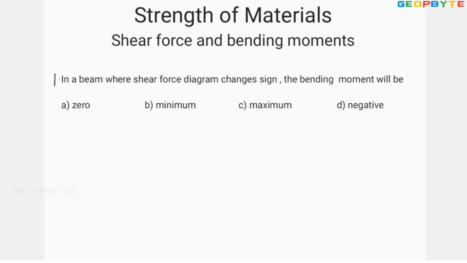Look at the very first problem. In a beam where the shear force diagram changes sign, the bending moment will be. As we know, my dear friends, wherever the shear force diagram changes its sign from negative to positive or positive to negative, the bending moment will be maximum. That means maximum bending moment is occurring wherever the shear force diagram is changing its sign. Option C is absolutely correct. Let us move to the next problem.